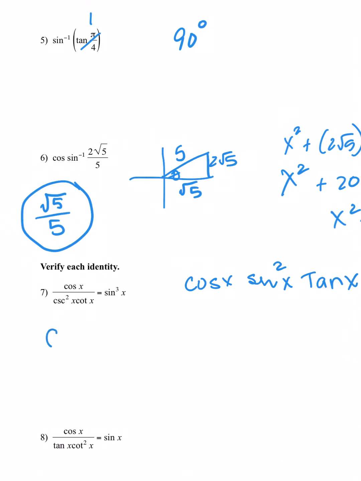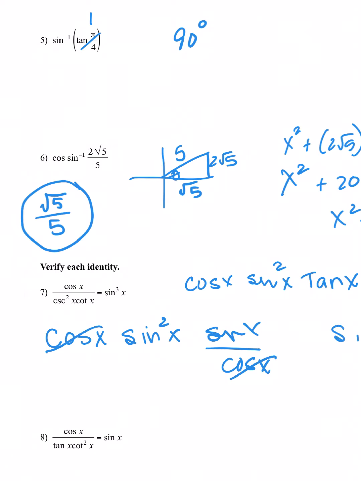And now I'll change everything to sine and cosine so you don't have fractions underneath a fraction. We get sine squared of x, and then we get sine of x over cosine of x is what tangent is. Well, these cosines are going to bite the dust, and now you have 3 sines upstairs, so it's sine cubed of x, and that's what you're supposed to get, so you're done.